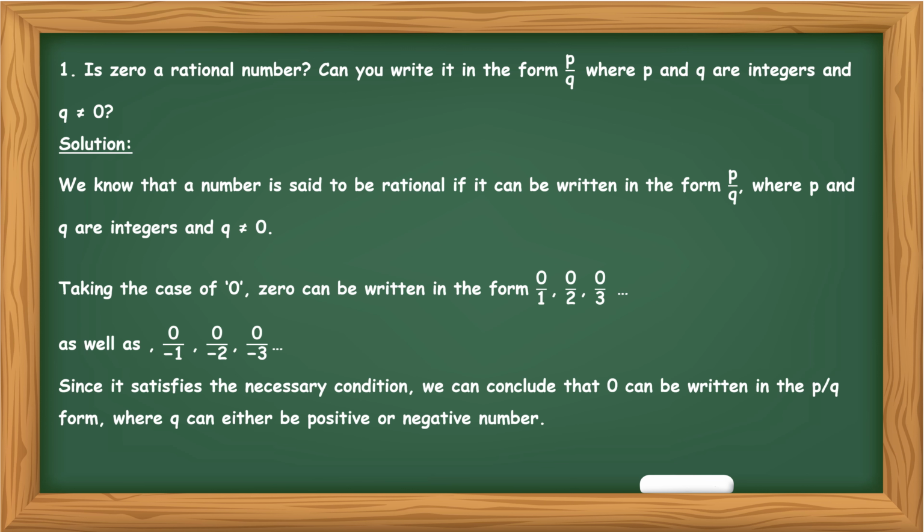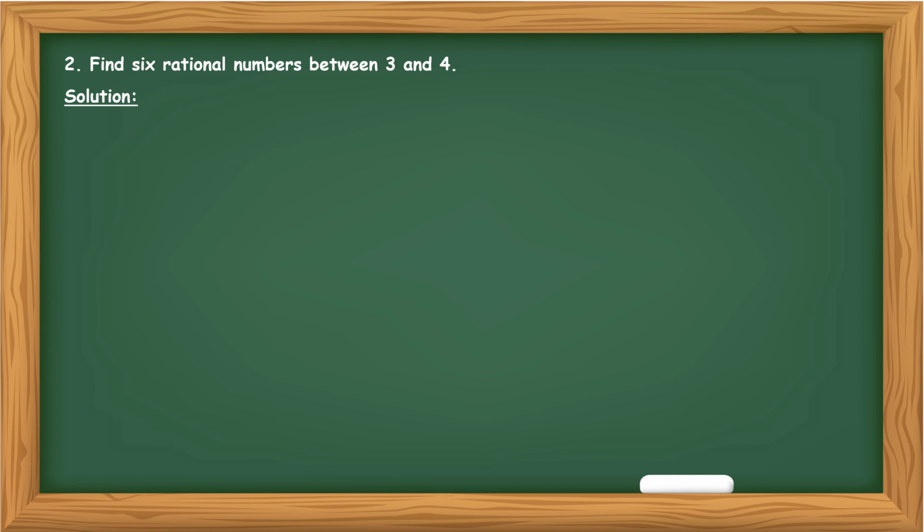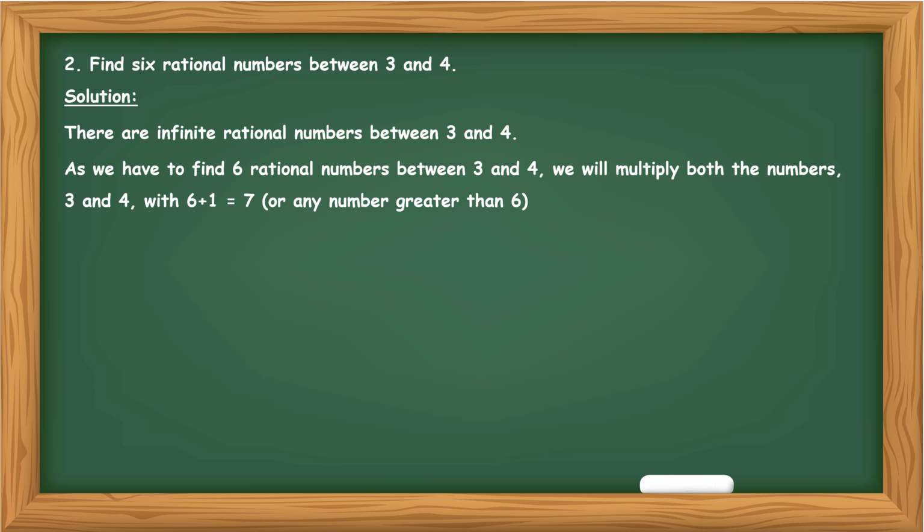So now let's see question number 2. Find 6 rational numbers between 3 and 4. We have been given two whole numbers, 3 and 4, and we have to find 6 rational numbers between them. There are infinite rational numbers between any two given numbers. So between 3 and 4 also there are infinite rational numbers available.